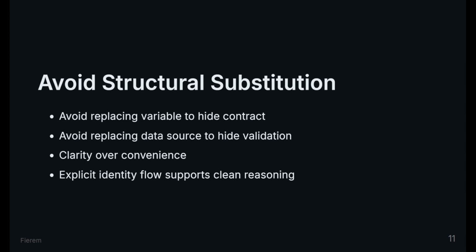We should avoid replacing a variable with a data source just to avoid passing input. That hides contracts. We should also avoid replacing a data source with a variable just to simplify wiring. That hides validation. Clarity matters more than convenience. Terraform is a graph engine. When identity flow is explicit, dependency reasoning remains clean.